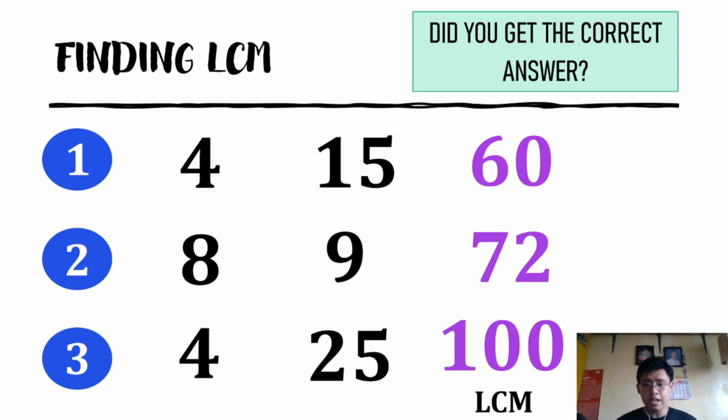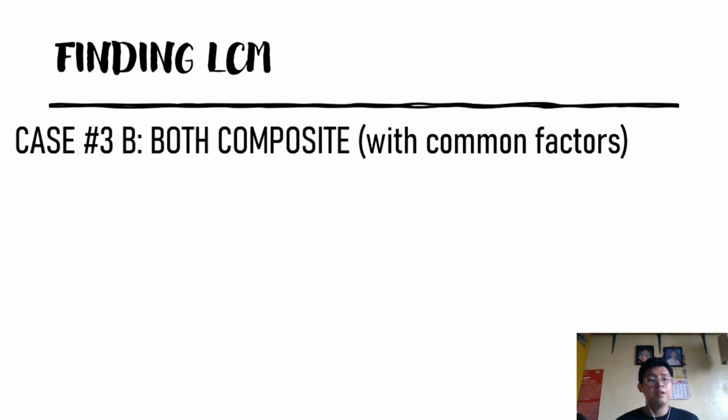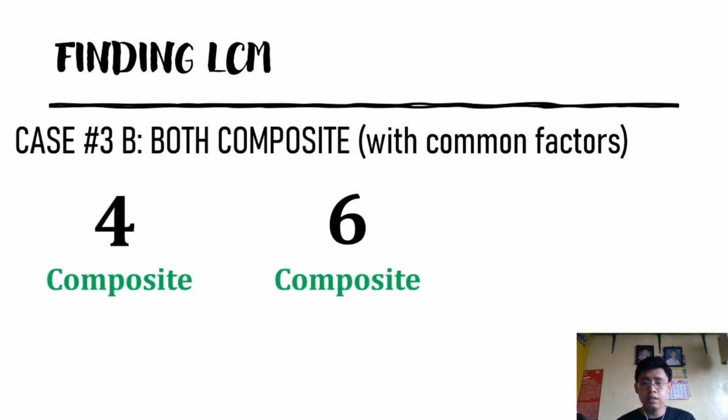Okay? Next, let's proceed to case number 3B. Both are composite with common factors. So, let's have an example. How are we going to solve this? So first, let's have 4 and 6. They are composite numbers. Now, do they share a common factor? If your answer is yes, you need to find the greatest common factor.